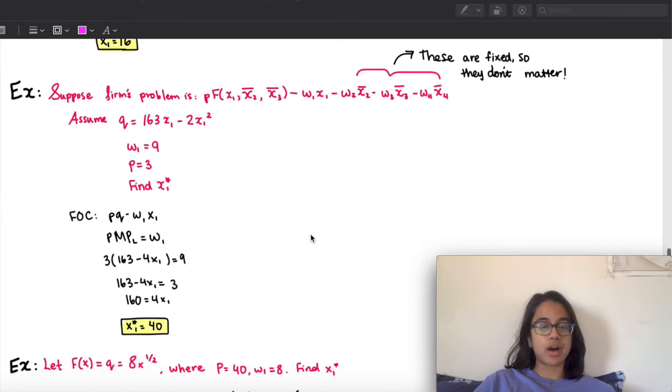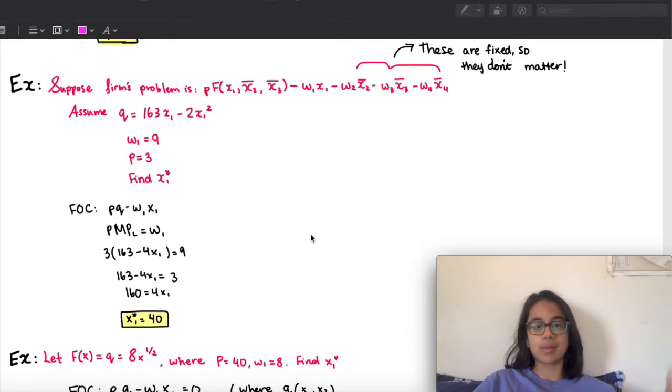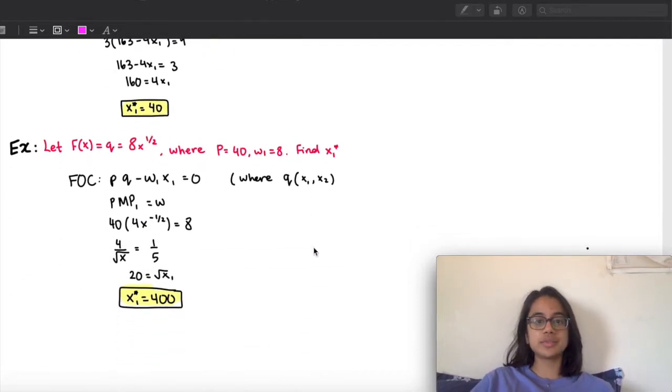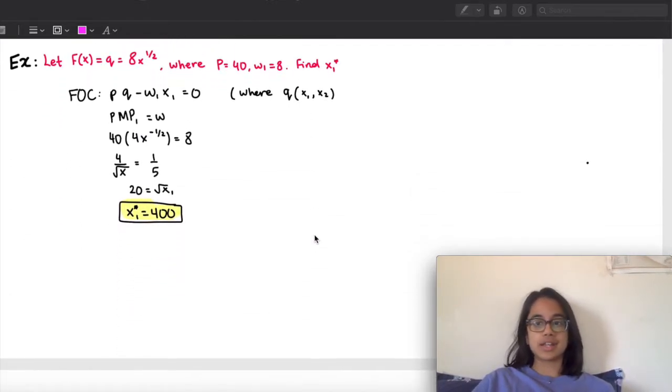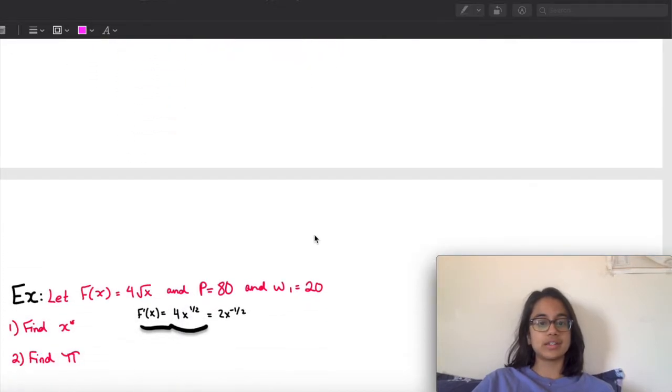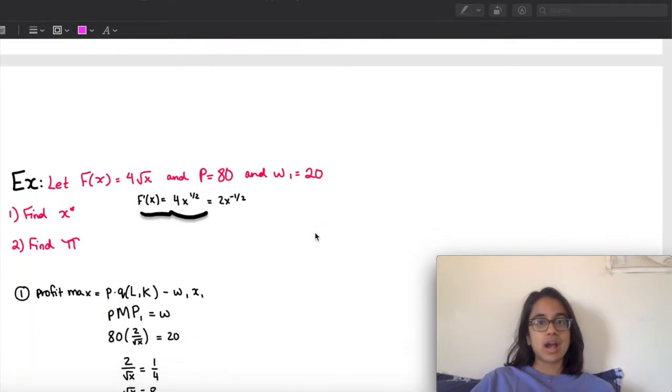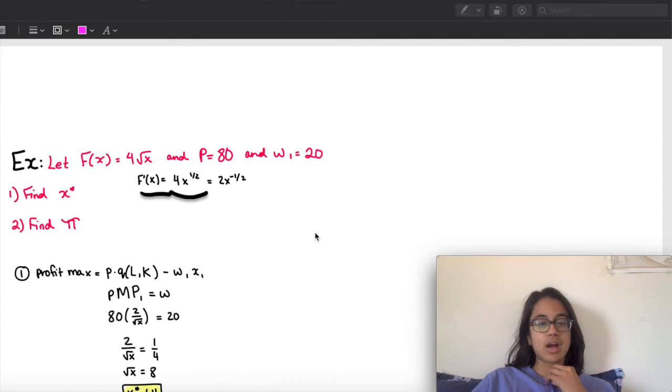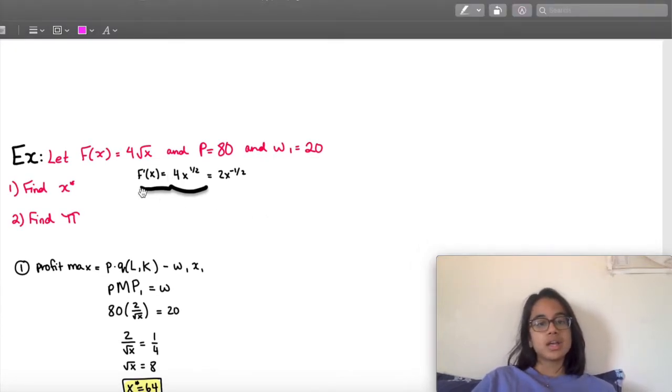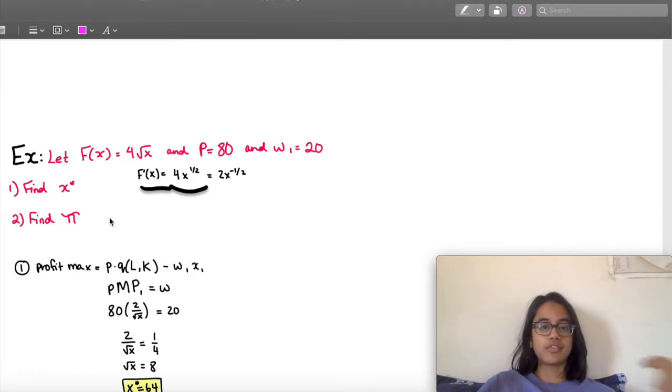Feel free to pause this video and work on this specific problem, which is similar to the one we just solved, and this one too. Get some extra practice, but I want to focus on a different one, because a lot of students might make a mistake on their exams, since a little confusion might pop up. So for this example, there is a production function that is 4 times the square root of x, and the price is 80 and the wage is 20 again.